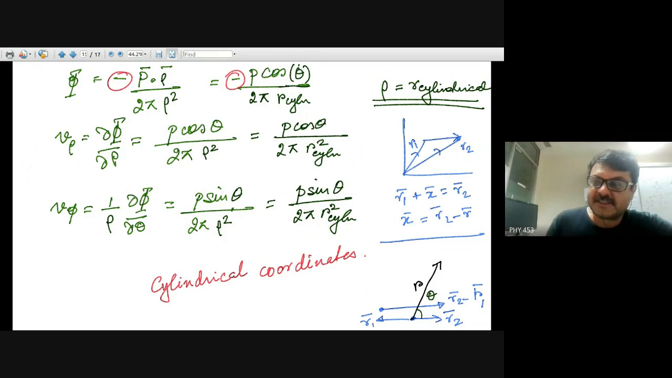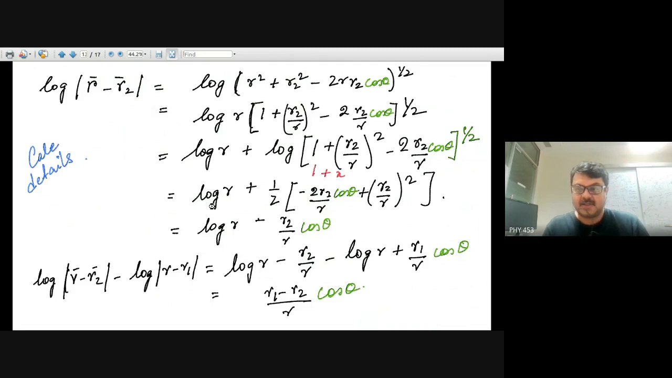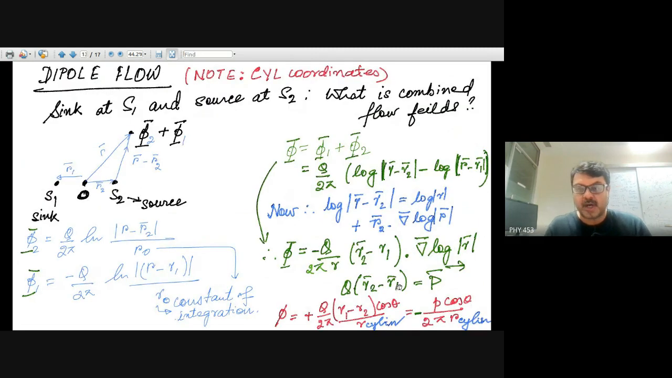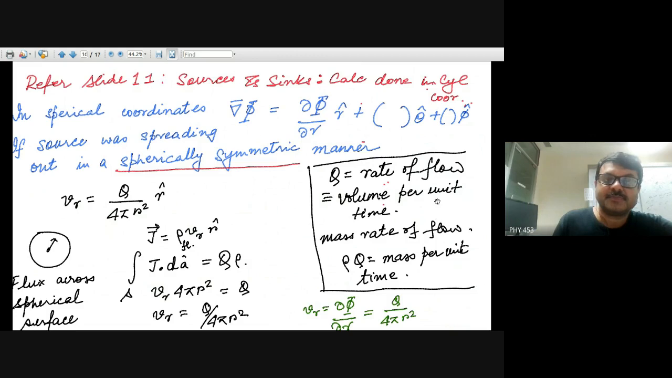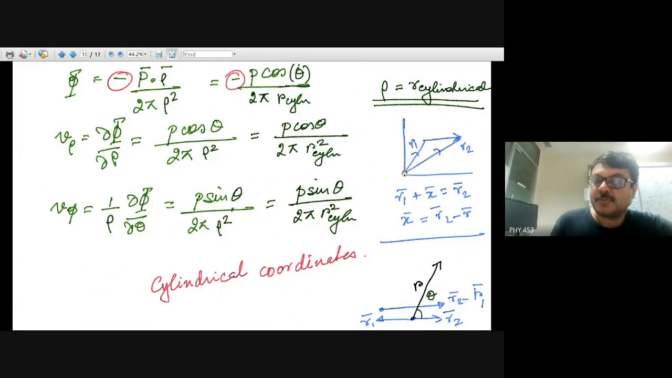Just in case you are confused, if you have this R2 minus R1, it is going to point from here to here. So this is the direction of P, the vector P. Why is that? In case you are confused, suppose this was R1, any point R1. Again, the people who have done computational physics will have it easy. This is R2.